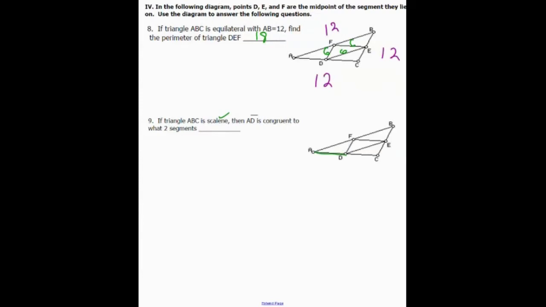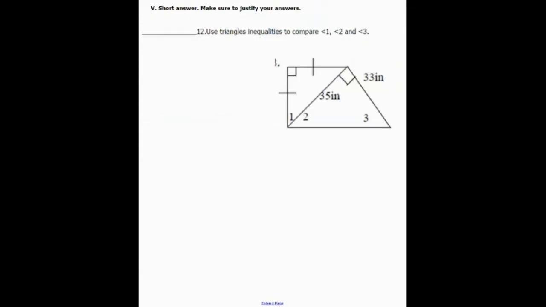And since we know some things about mid-segments, we know this is a midpoint, so it's congruent to this one. And it's going to be congruent to its parallel mid-segment right here. So it's going to be congruent to FE and DC. All right, moving on.